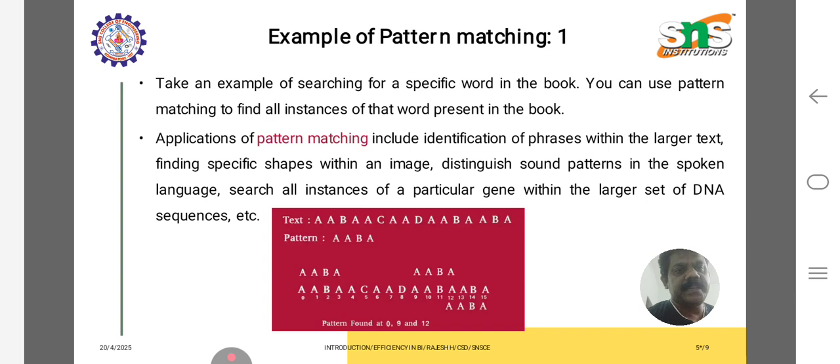An example is given in the text. You would have seen a series of characters A, B, C, D, and the pattern to be identified is AABA, and that is present in two places. So the pattern is found at index 0, index 9, and index 12.